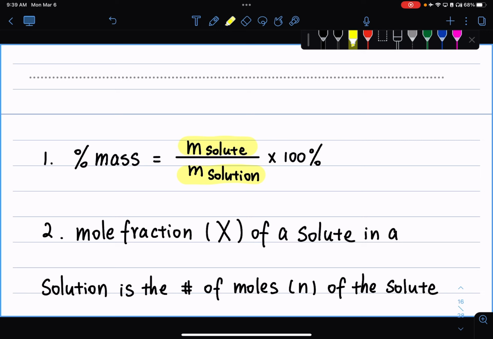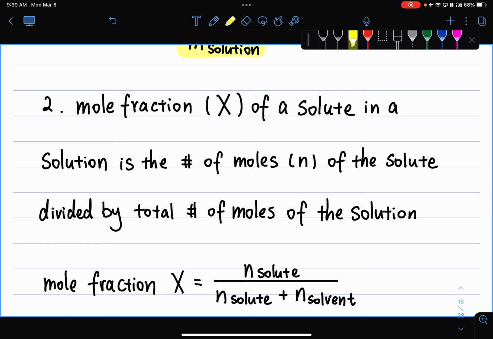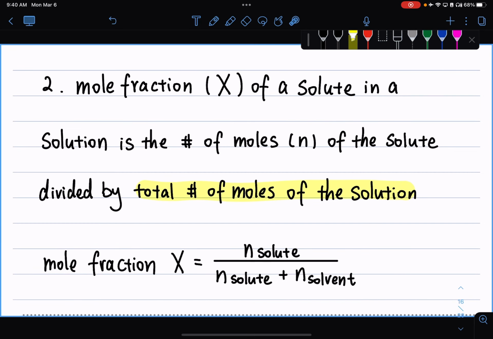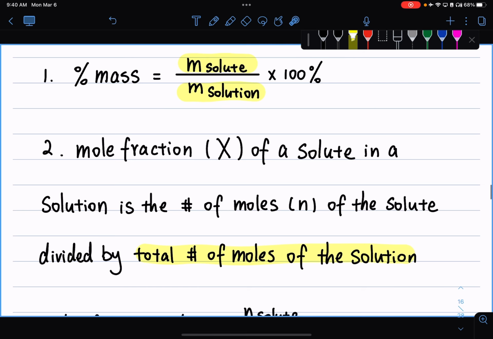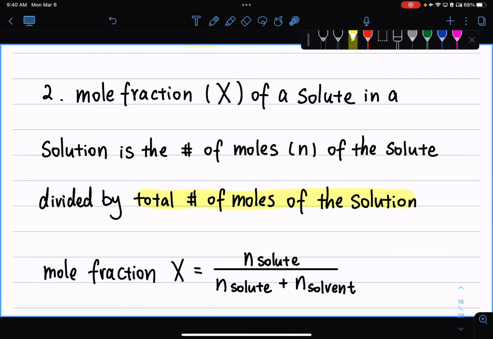Or instead of using mass, you could use the number of moles, which gives the mole fraction. Mole fraction is given by a big X, or sometimes a more curvy form of that X. The mole fraction of a solute in a solution is the number of moles of the solute divided by the total number of moles of the solution. To calculate the total number of moles of the solution, you take the number of moles of the solute plus the number of moles of the solvent. It's pretty intuitive, just replacing mass with number of moles.